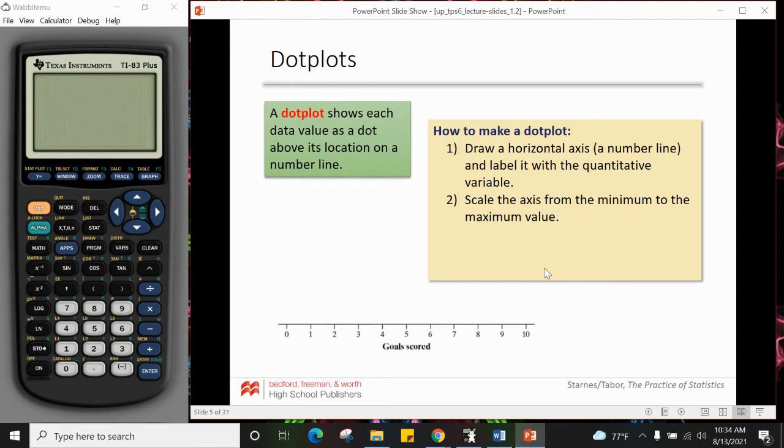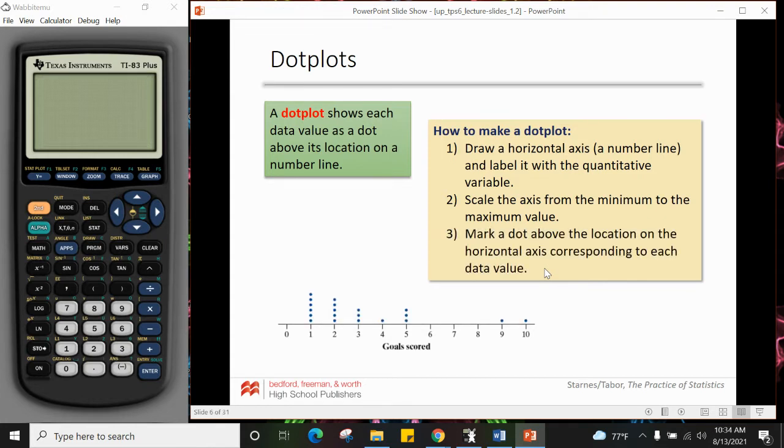So this data set, I think we're looking at the number of goals the U.S. women's national team has scored. So that's why the scale is 0 to 10. And then you put a dot for each data value. For example, this dot right here represents that in one game they scored 4 goals. This dot means one game they scored 5, another game of 5, and another game of 5. So each dot is its own data point.